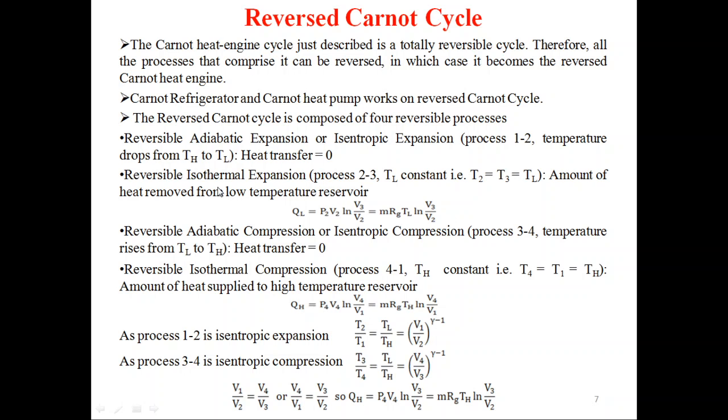Next is reversible isothermal expansion process 2-3. TL is constant, that is T2 is equal to T3 equal to TL. Amount of heat removed from the low temperature reservoir which is at temperature of TL. So the value of heat in this case, QL, is equal to P2 V2 natural log V3 by V2, or we can say m R TL natural log V3 by V2.